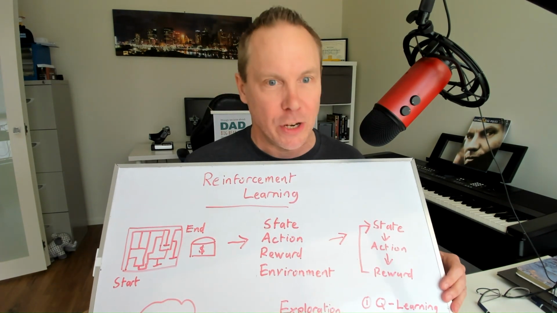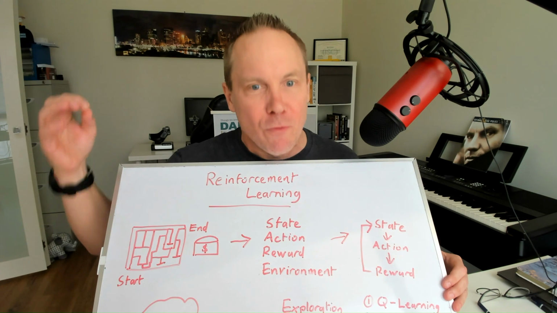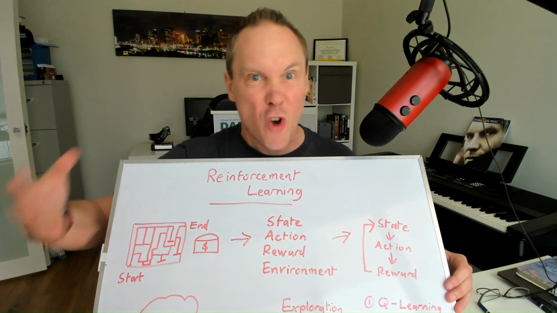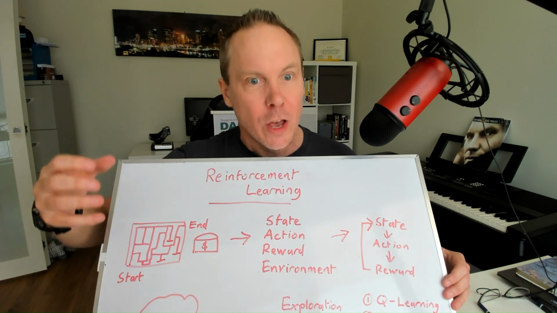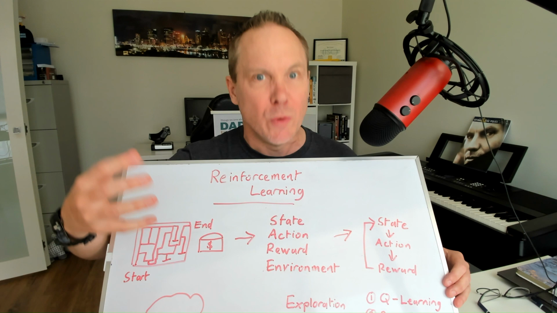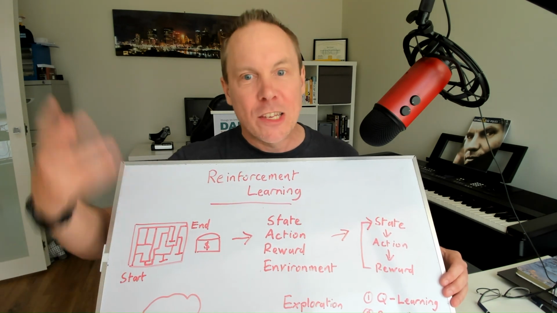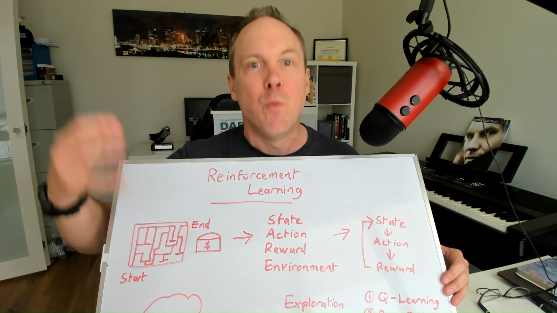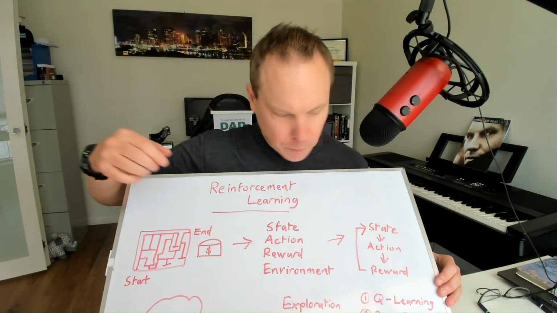versus exploitation. So a key challenge in reinforcement learning is balancing exploration, that's trying new paths, trying new things out, with exploitation, using known good paths, using the safe way. It's like deciding whether to try a new strategy or stick with what has worked before.